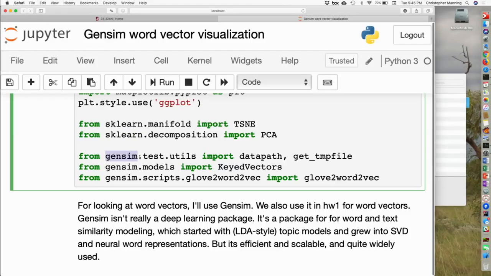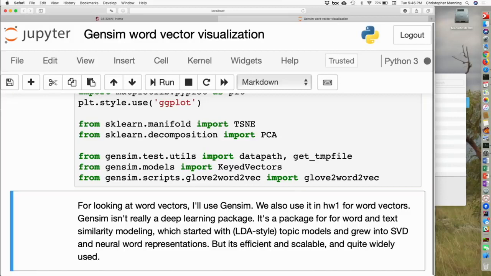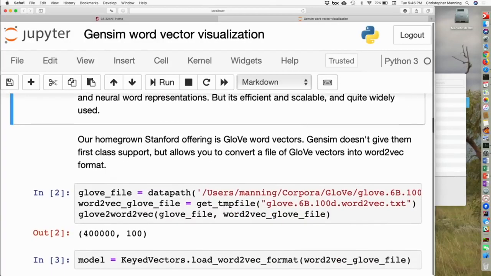Gensim is kind of a word similarity package, which started off with methods like latent Dirichlet analysis, if you know about that, for modeling word similarities. But it's grown as a good package for doing word vectors as well. So it's quite often used for word vectors and word similarities. It's efficient for doing things at large scale.